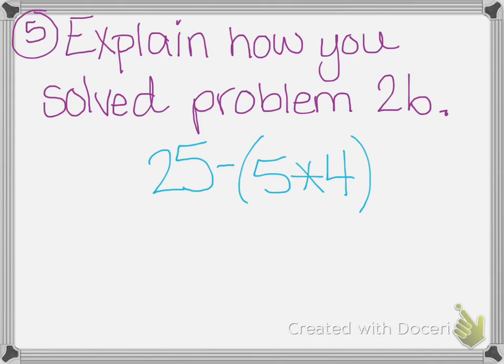And number 5 says, explain how you solved problem 2b. So again, 2b is 25 minus, in parentheses, 5 times 4. So make sure you explain that you know you have to start with anything that's inside the parentheses first, as the order of operations says. So we always start with 5 times 4, which would be 20, and then you do the second step, which would be subtracting 20 from 25. Therefore, your answer is 5. Make sure you explain that in your own words on number 5.